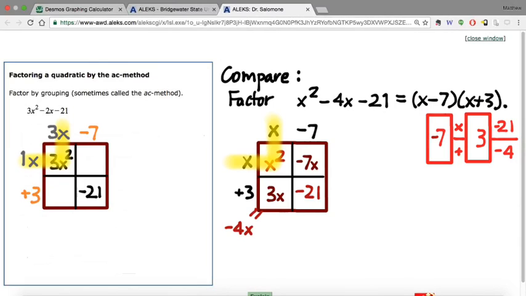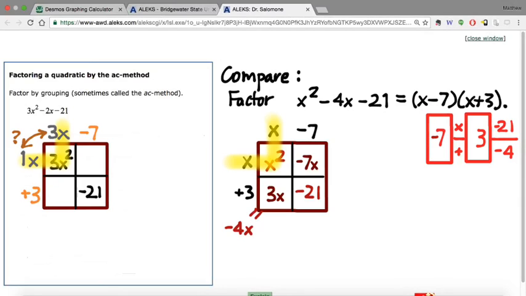But the problem is, now it matters if I put that 3x on the first row with the minus 7, or if I put that 3x on the first column with the plus 3. Right? So this is the big question mark now: should I flip-flop these two? Because we didn't have to worry about that before. When it was just an x and an x, it didn't matter. But now it matters.